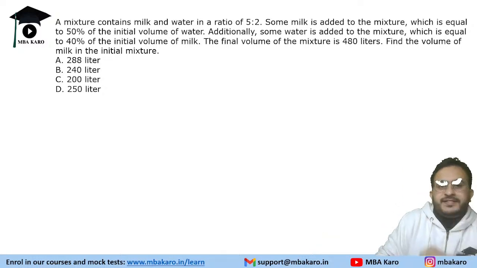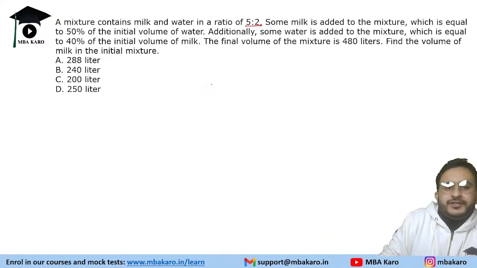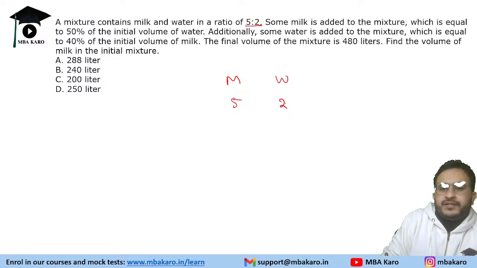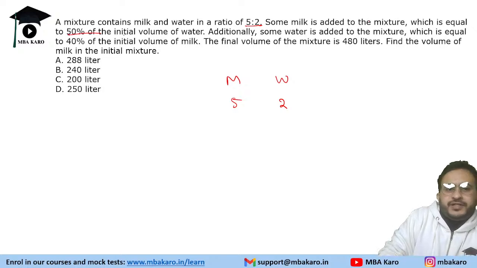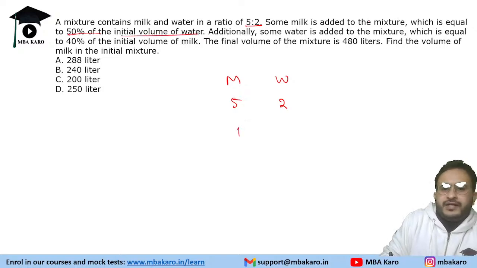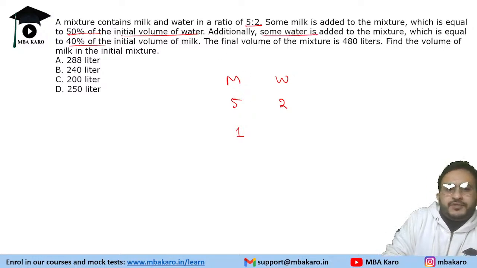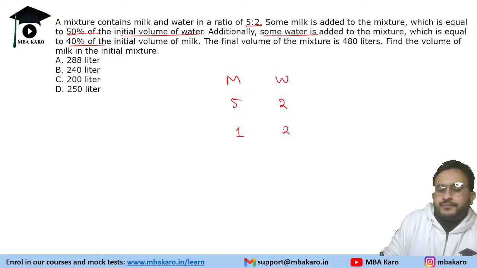So this is a fairly simple question, right? Milk and water is 5 and 2. Then what we do? We add some milk, which is equal to 50% of the initial volume of water. So we will add one, right? And some water is added, which is 40% of the initial volume of milk. Okay, so total milk is 6, water is 4.